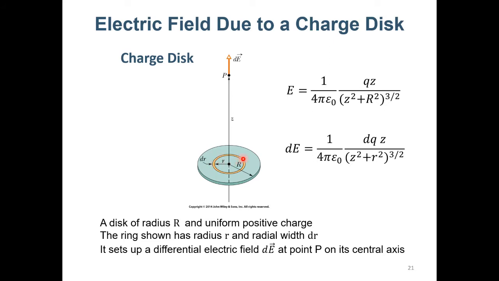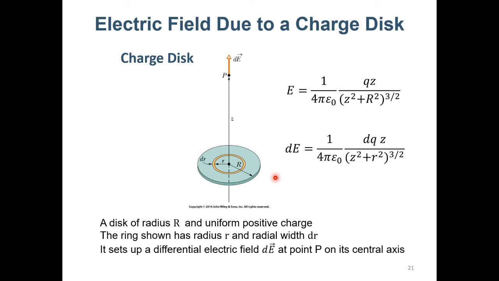So in this case, we consider this strategy. The yellow ring has some of the charge of this disk, and also we assume the charge distributes uniformly on this disk. So actually, the charge on each ring is different. For a larger ring, it will have more charge. For a smaller ring, it will have less charge.